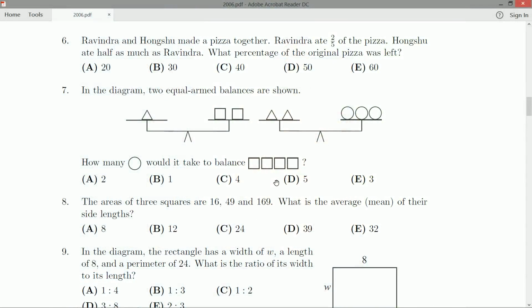So, question 7, in the diagram, 2 equal arm balances are shown. So the triangle balances with 2 squares, and 2 triangles balances with 3 squares. Not 3 squares, 3 circles. Okay? You could change these arm balances into equalities. 1 triangle equals 2 squares, in terms of weight at least. So how many circles would it take to balance 4 squares? So let's find a relationship between squares and circles, and then solve for the circle size, I guess.